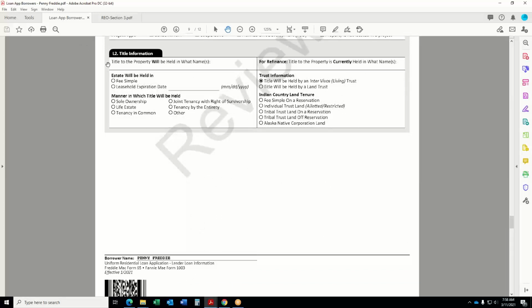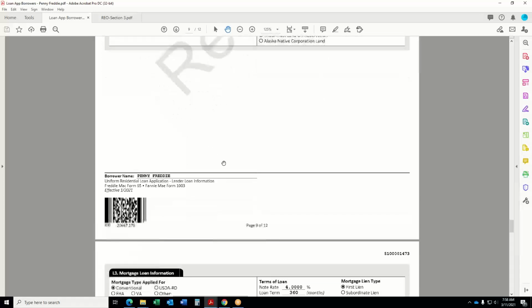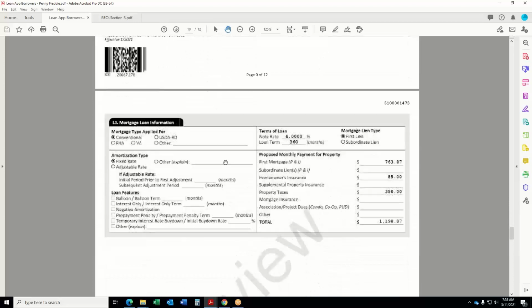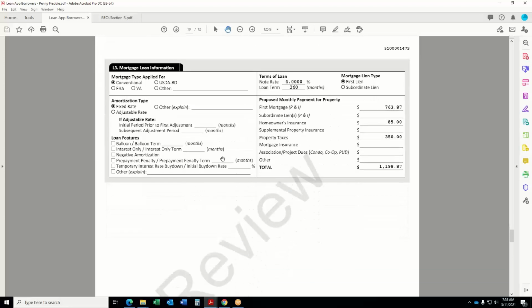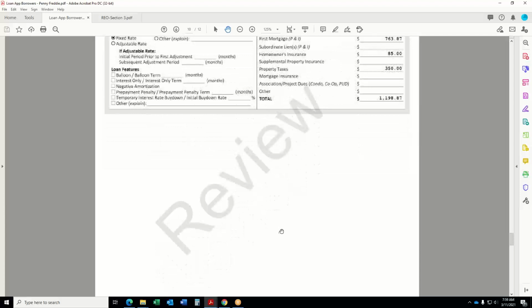Title information will be collected in L2. It indicates how the property will be held and in what name. Section L3 is reserved for all of the loan information, what the borrower has applied for. So it lets them know the loan type, the amortization type, any special features that the loan may have. On the right-hand side, it breaks down the estimated interest rate, the term, and lien position. The bottom box is reserved for the proposed monthly payment, and we'll break it down in the PITIA format.